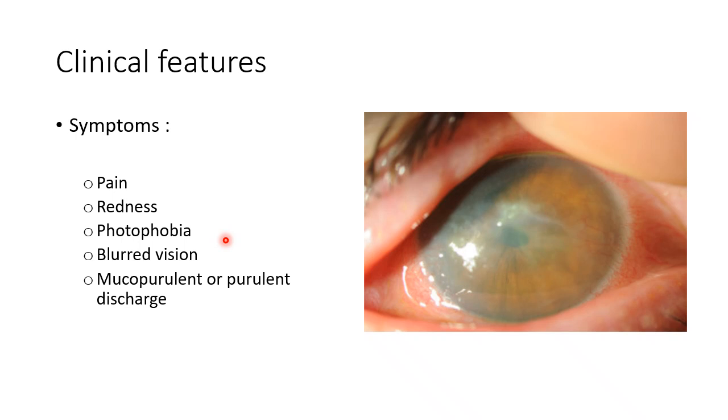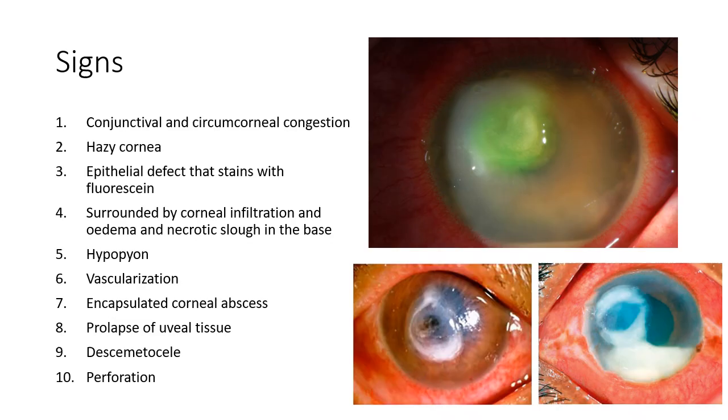Because once the epithelium is sloughed off, the nerve endings that we read about in anatomy, the naked nerve endings in the epithelium, are exposed to the outside, so that irritates them. Blurry vision can be because of this. You see this diffuse haze because of corneal edema, and mucopurulent or purulent discharge.